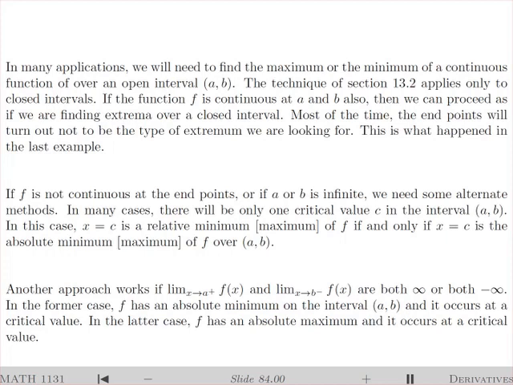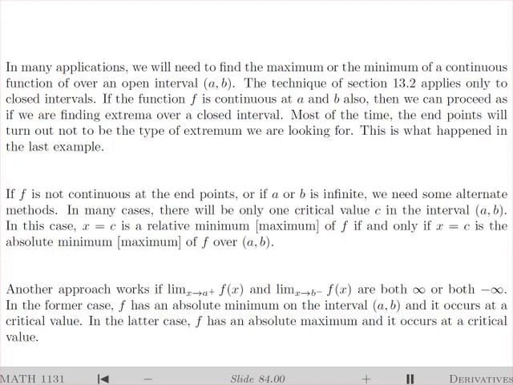What if the original function is not continuous at the endpoint, or if one or both endpoints is infinite? Then this trick doesn't work. There are two ways in which we can handle this. If there is only one critical point in the open interval from A to B, then it turns out it's a relative maximum if and only if it's an absolute maximum. It's a relative minimum if and only if it's an absolute minimum. So we can use the second derivative test, for example, or the first derivative test, whichever is more convenient.